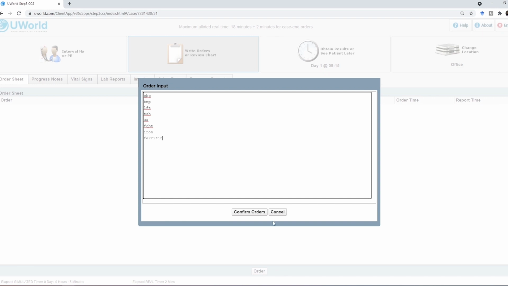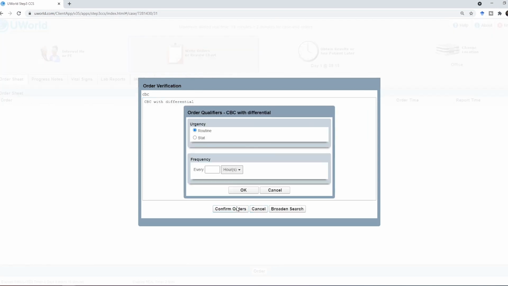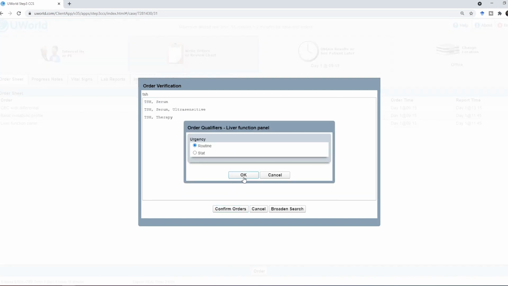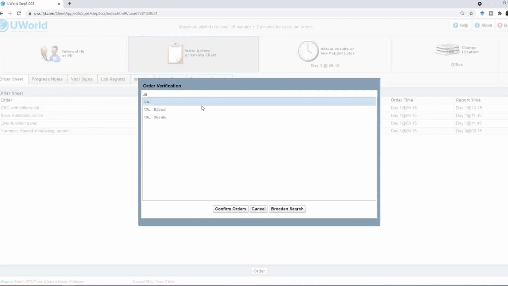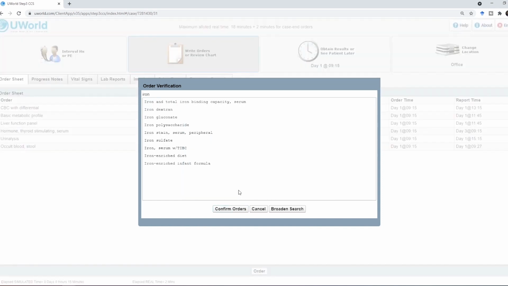And we start by clicking confirm orders. CBC with differential. For this case, we can order it routine. BMP the same. Liver function test the same. TSH serum. Urine analysis. Fecal occult blood test. Here, iron, we want to test the levels in the serum. We don't want to offer treatment at this point. So we go ahead and order iron and total iron binding capacity serum, and ferritin.